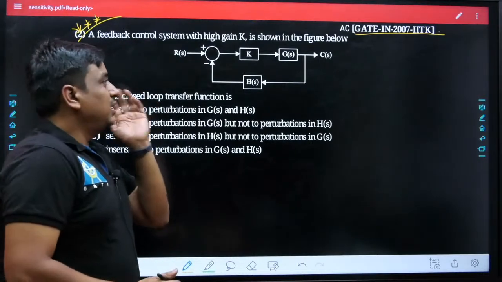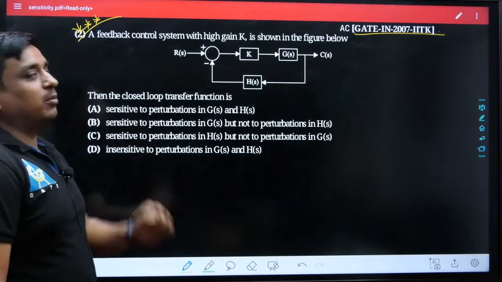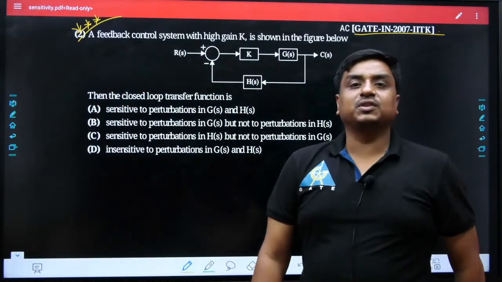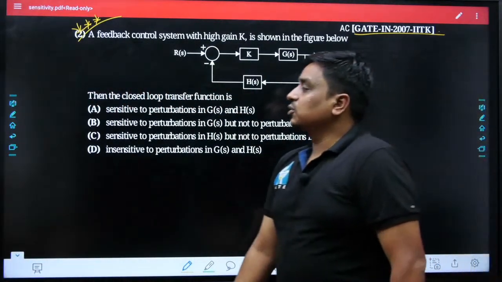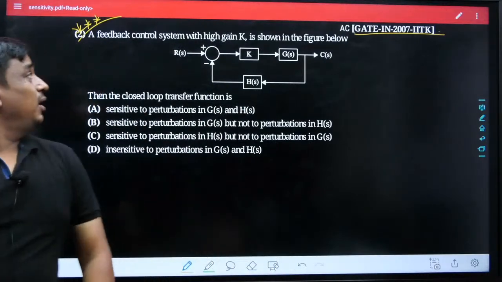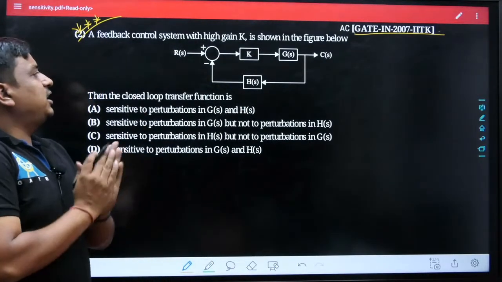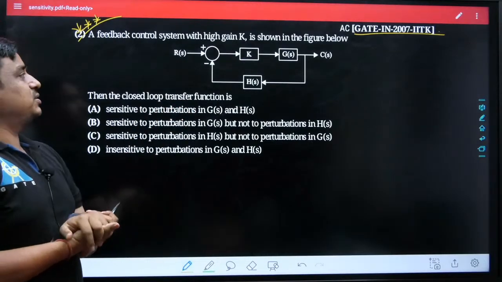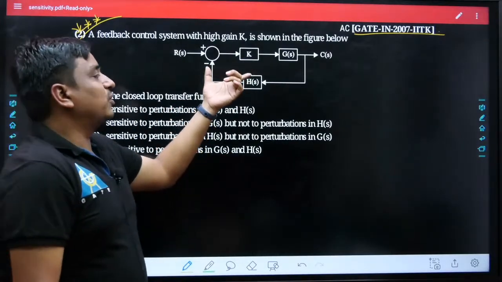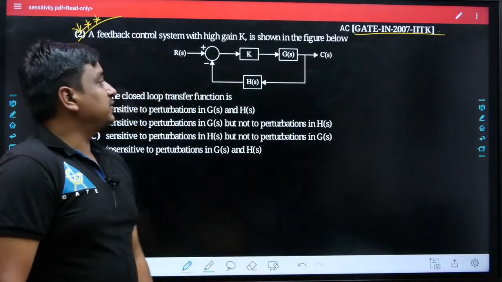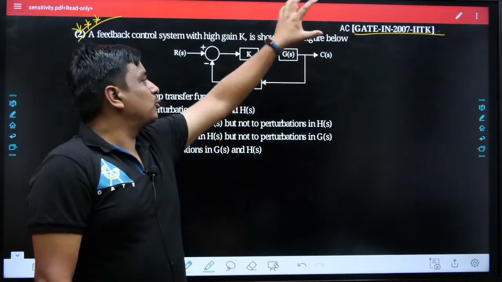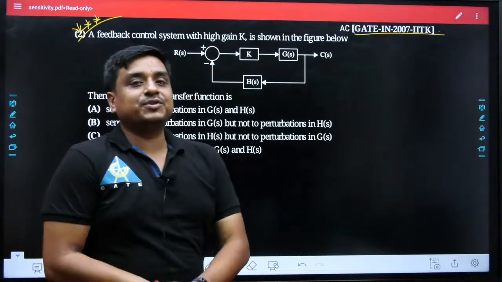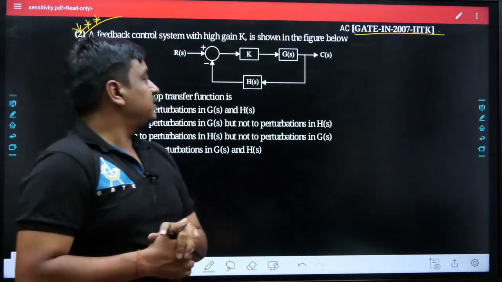Yes. Anyway, guys, by watching this problem, would you be able to figure out the best answer? Yes, tell me. A feedback control system with high gain K is shown in the figure below. Yes, we have a block diagram of a system. The forward gain offered to the system is nothing but K times G(s). Yes, this is my output. The output has been fed back using H(s), and again it's a negative feedback, and definitely it is getting subtracted from your reference signal.